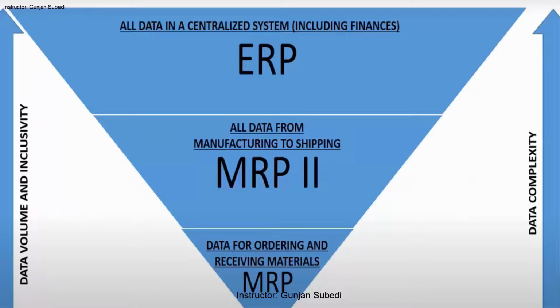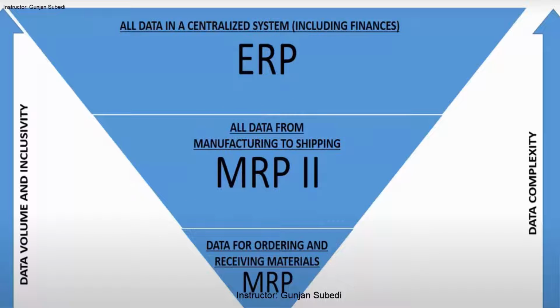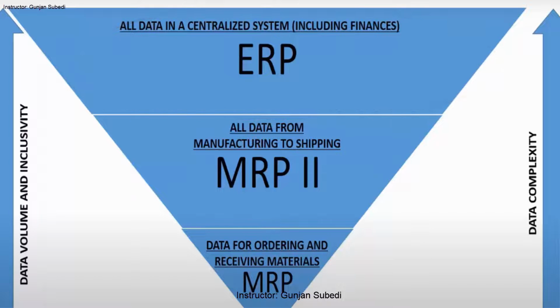The other difference is the volume of data that these systems take, or the volume of data necessary to be managed. See this picture over here. You see that for MRP1, we are only focusing on data for ordering and receiving of the materials. For MRP2, we are using data for manufacturing till shipping, and for ERP, we are using all the data in the centralized system. So the overall organization's data is stored in the ERP system. So the data becomes more complex and inclusive as we move from MRP1 to MRP2 to ERP.